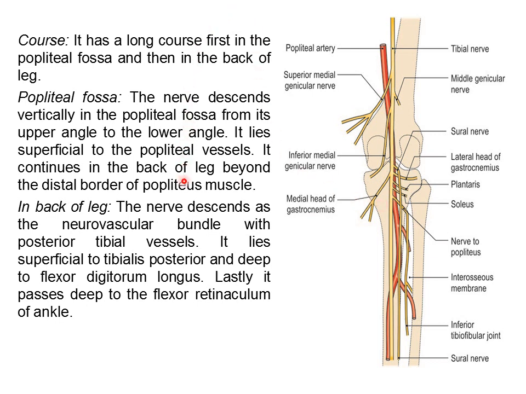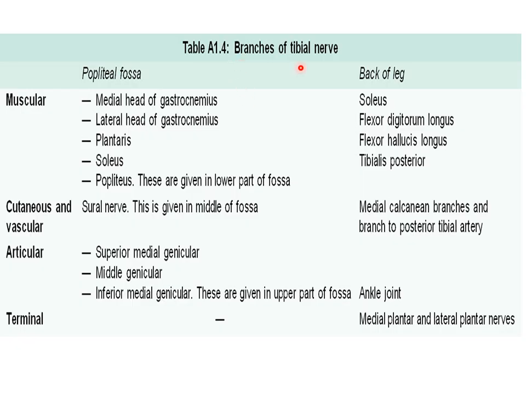So this is about the course of the tibial nerve from the superior angle of the popliteal fossa. Eventually, the nerve passes deep to the flexor retinaculum to enter into the foot. Let us discuss the branches of the tibial nerve. We shall divide the branches into muscular, cutaneous and vascular, articular to the joint, and the terminal branches from the tibial nerve.